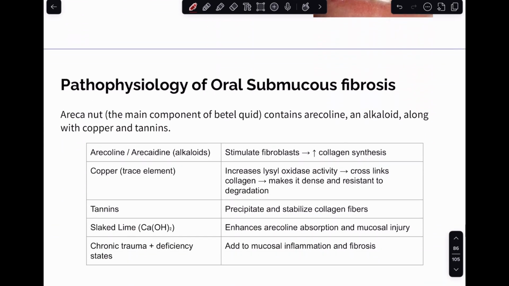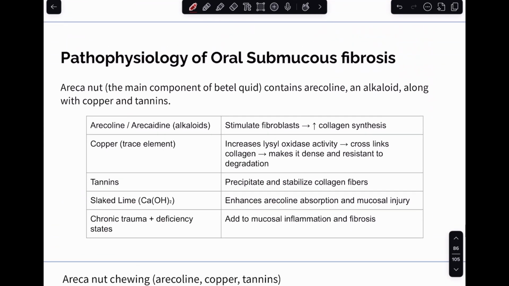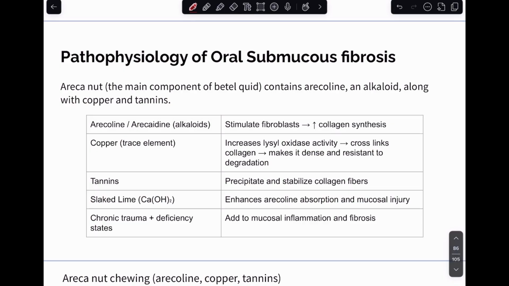Knowing a little bit about the pathophysiology of oral submucous fibrosis. So in oral submucous fibrosis, how does it happen? The main feature over here is there is areca nut in betel quid. Areca nut contains arecoline, which is an alkaloid, along with copper and tannins. Now, this arecoline stimulates fibroblasts and increases collagen synthesis. Copper is also present in this, which is a trace element.